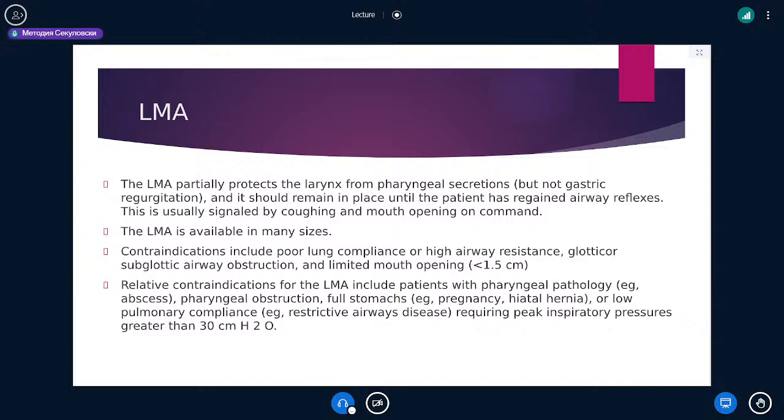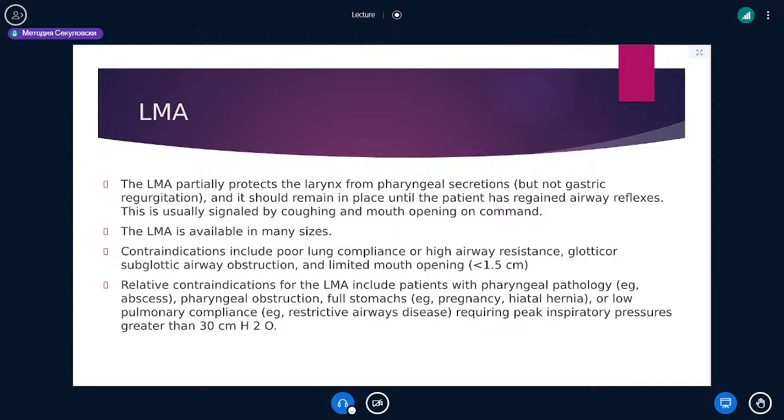Very important, contraindications include poor lung compliance or high airway resistance. This is a patient with COVID-19, where we don't work with the laryngeal mask. Glottic or supraglottic airway obstruction, maybe from allergic reaction or something else, and limited mouth opening are strong contraindications for the laryngeal mask.